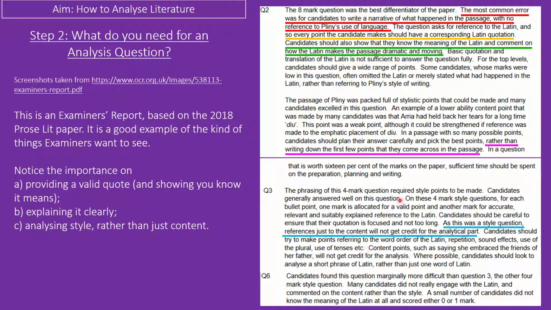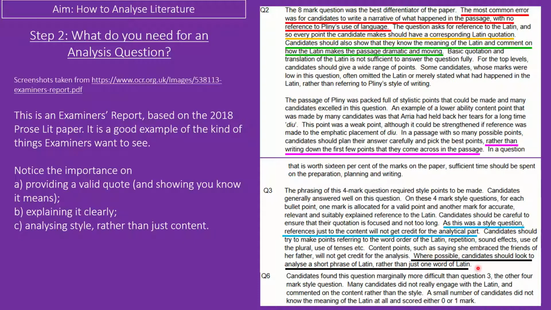You can see the same kind of thing for a 4-mark question. It is a style question. References to just the content will not get credit for the analytical part. It is always best to do analysis. Where possible, interestingly by the way, we're going to come back to this one another time, candidates should look to analyse a short phrase of Latin rather than just one word.